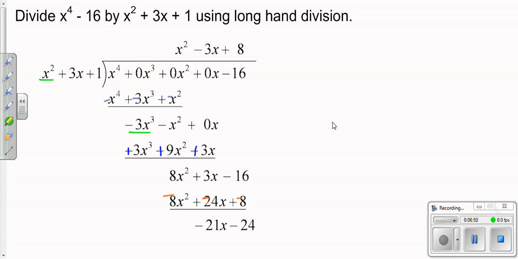So we've divided. So this is our quotient here. This is our remainder here. We know we're done dividing because our exponent here, highest exponent of 1, is smaller than our highest exponent of what we're dividing by. So that means we're done. So this is our remainder. That's our quotient. Cool.